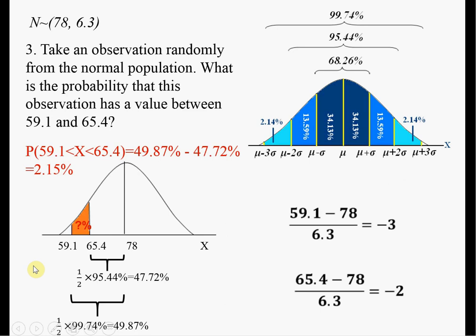The probability for a case to fall between 59.1 and 65.4 is the difference between these two percentages, 2.15%. So that is how to find the answer to this question. Again, in your assignment, I'd like to see that you draw diagrams, you have those expressions, and also you express probabilities using the correct mathematical notation.